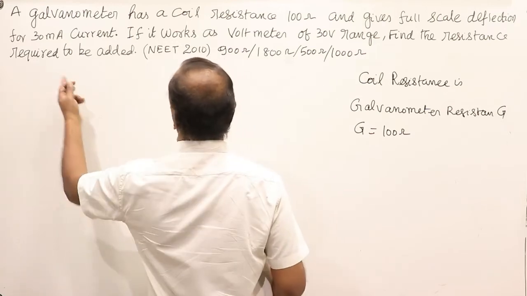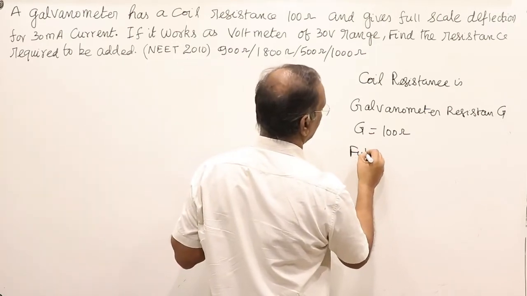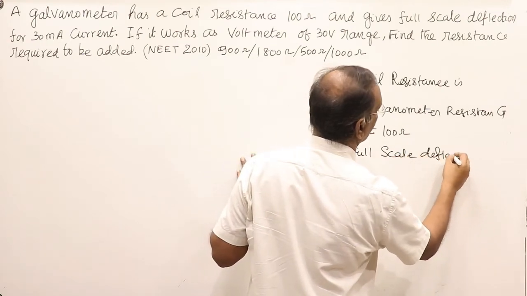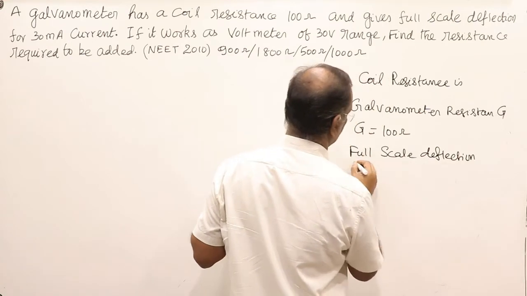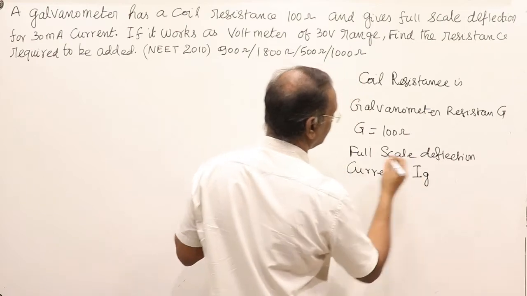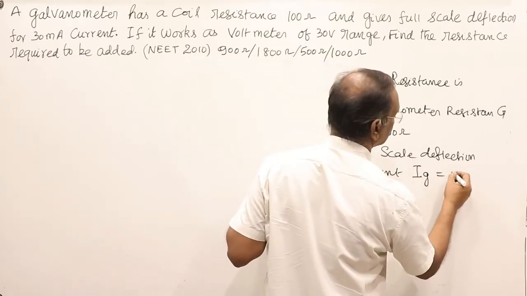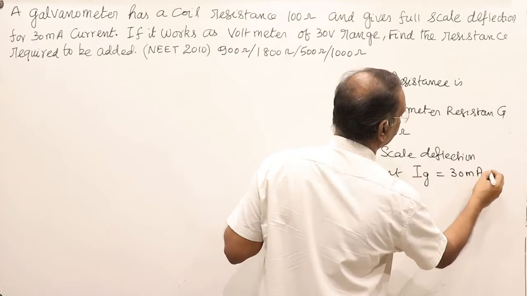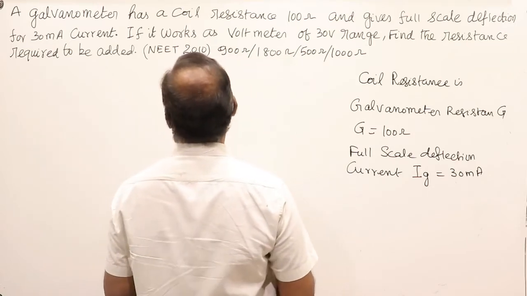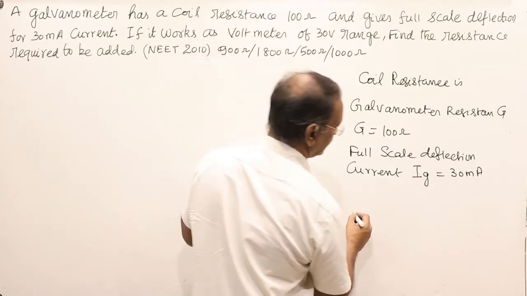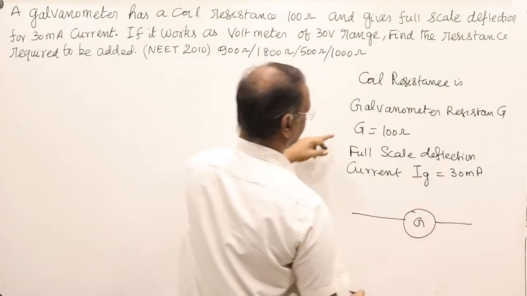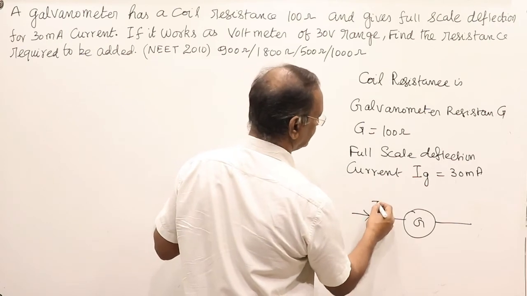It gives full scale deflection current. That is, full scale deflection current, which is nothing but Ig, is equal to 30 milliampere. Now let us draw this galvanometer with resistance G and its Ig.